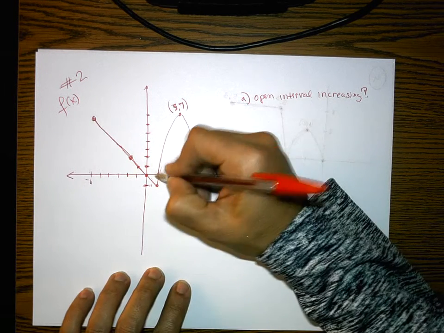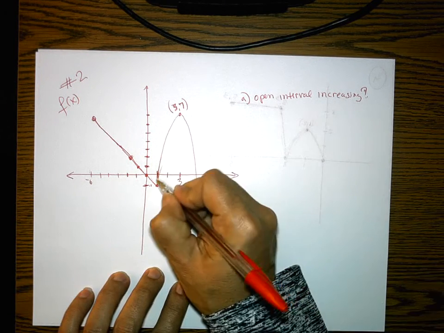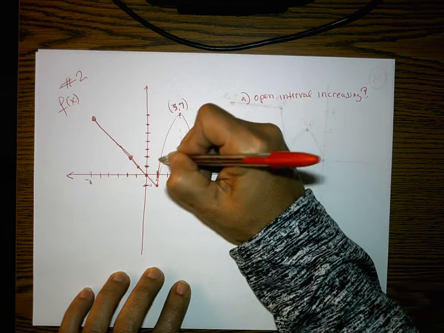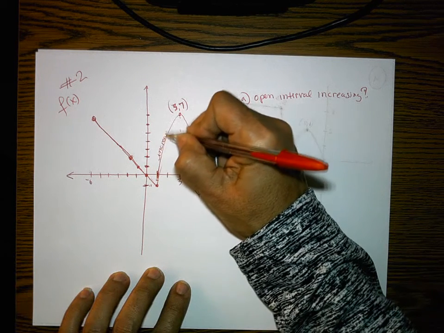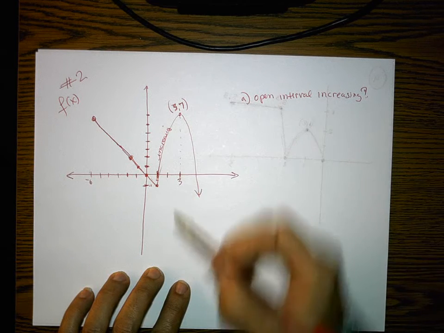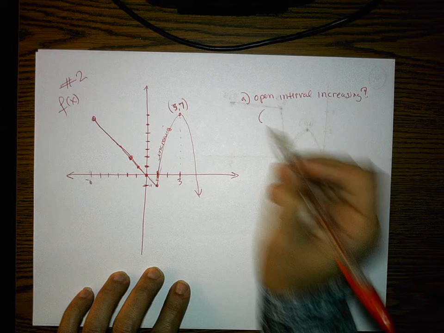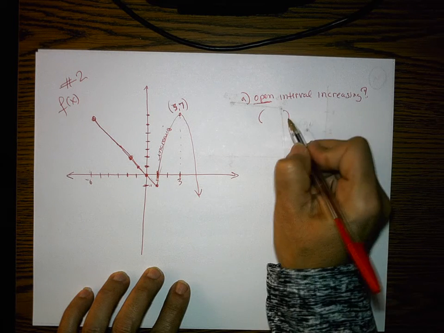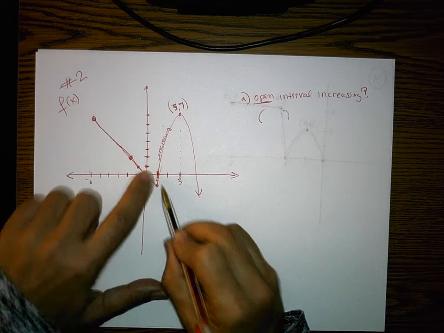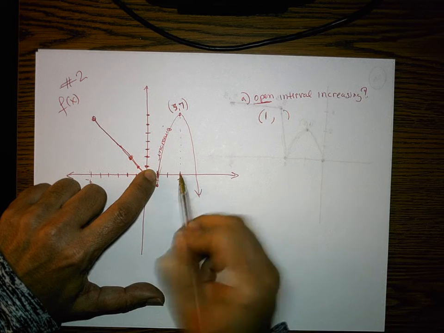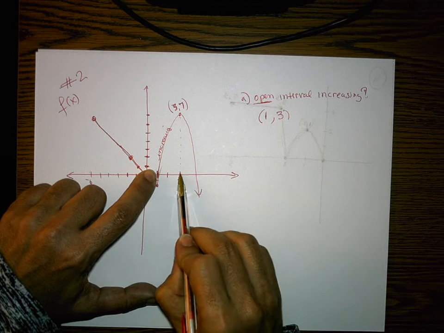So from x equals 1 to x equals 3, if you look in your graph, you see that this little portion of the graph is increasing. Okay, you're going uphill right here. So we have to use an open interval, we have to use parentheses. And we're saying from x equals 1, from 1 comma all the way to 3, this graph is increasing.